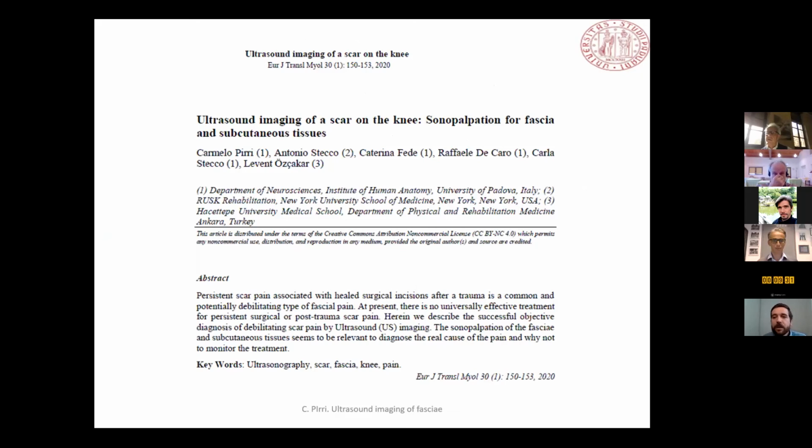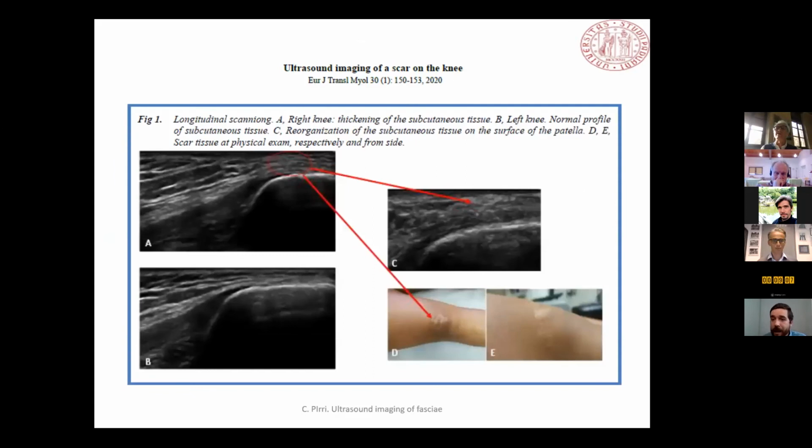And now we are finishing my presentation. We published other articles about the possibility to use sonopalpation. Why not introduce the sonopalpation of the soft tissue inside the physical examination of these patients from a fascial point of view? We published this topic, for example, for an alteration in a scar of the knee, of the subcutaneous tissue.